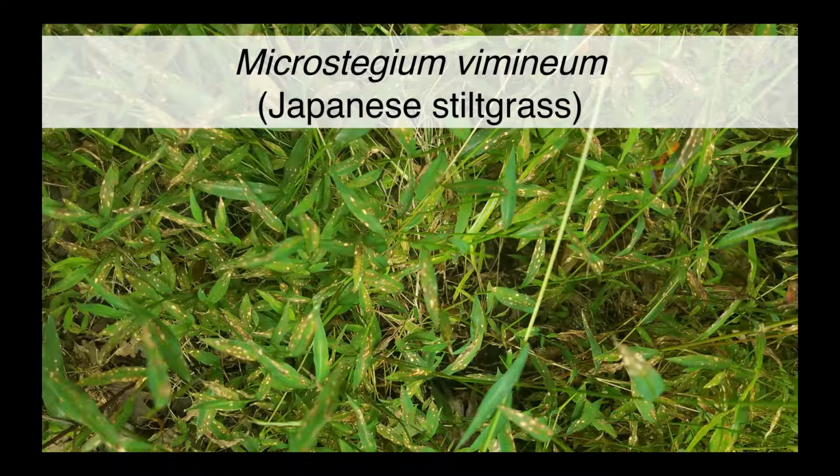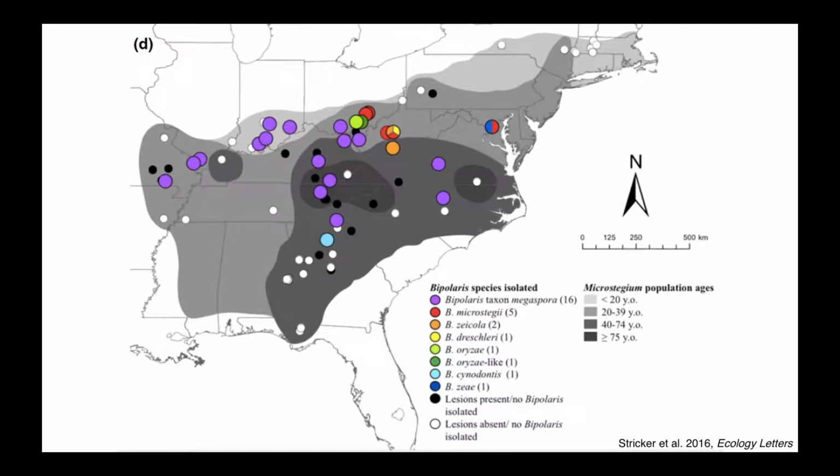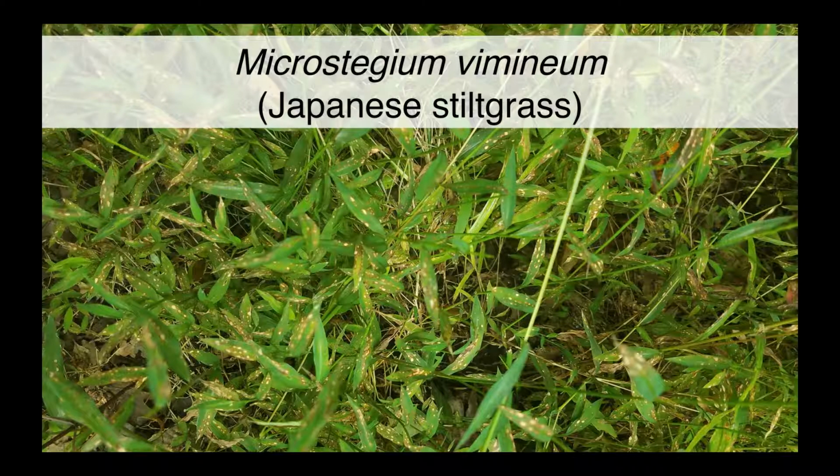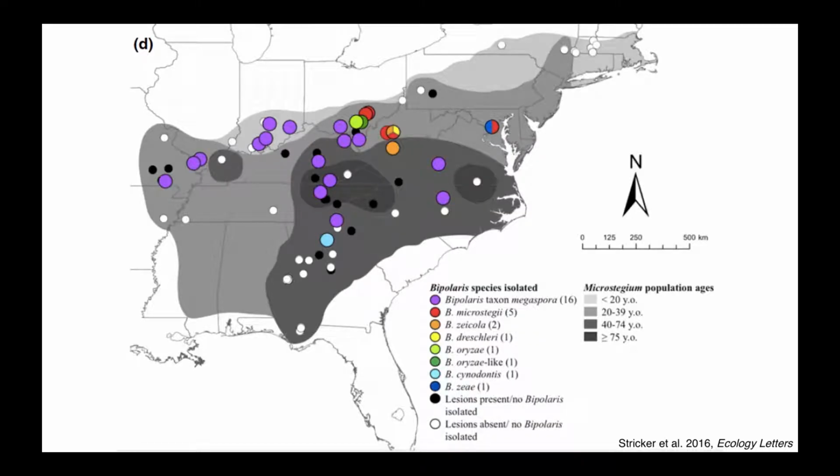So the invasive species that we're focusing on is called Japanese stiltgrass, or Microstegium vimineum. The gray areas of this figure are showing the invaded range, and the darker they are, the longer the grass has been in those areas. So it's in the eastern half of the United States, and this study by my collaborators identified some of the infection on these. I should have said, in this image, you can see the foliar leaf damage, and it's caused by this group of Bipolaris pathogens.